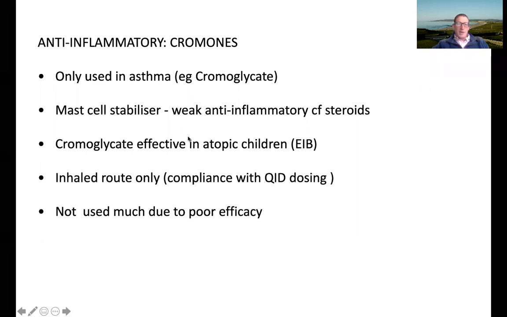It's effective in allergic patients, and it's also effective at preventing exercise-induced bronchoconstriction. So if you've got a child, an allergic child who's got an exercise component, it's useful. We'd never use a chromone on its own. We'd only ever add it to an inhaled corticosteroid. It's not an alternative to inhaled corticosteroid. It's only used as second-line add-on controller therapy.